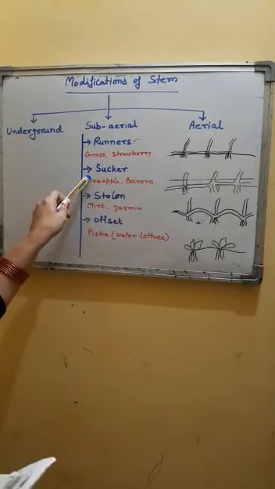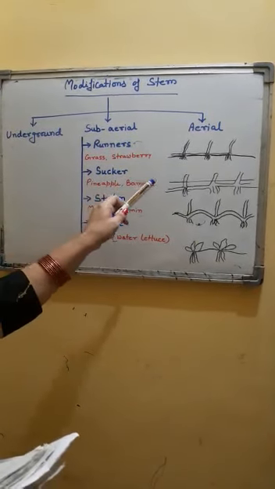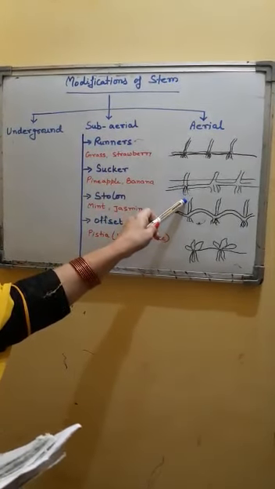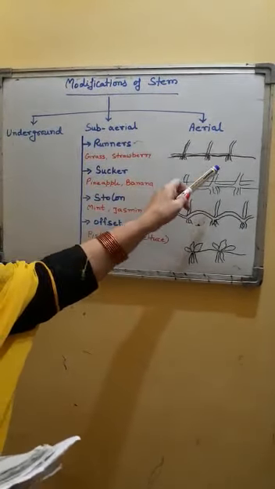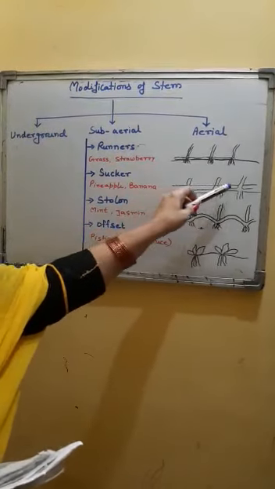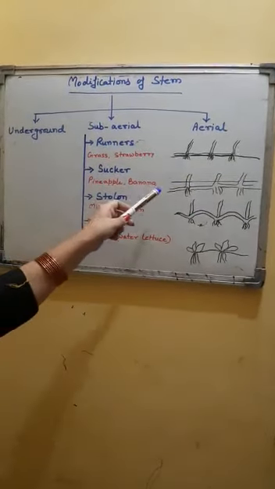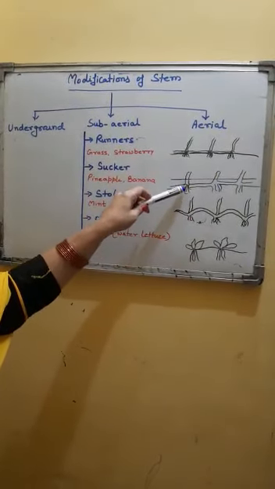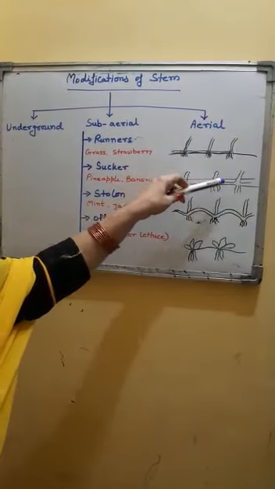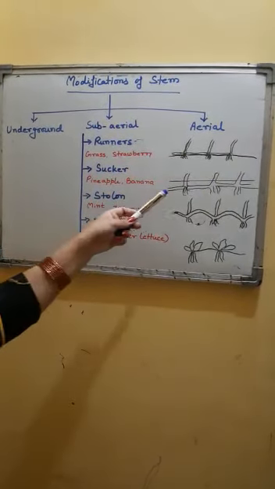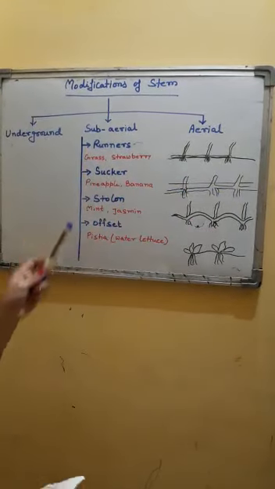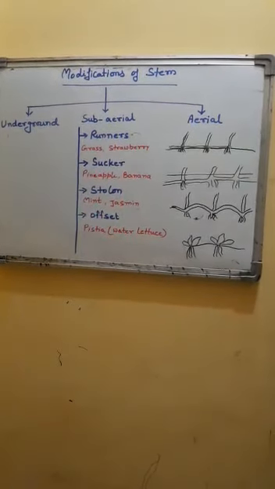Second is suckers. In this case, the branch of the stem grows horizontally for some distance and then grows upward as a new leafy shoot. So the stem actually develops under the ground. If this is the ground position, you can see the stem developing under the ground, and from each node new roots are arising, and obliquely it is developing as a new plant. So if we see, we will find different plants, but under the ground all these are connected. Examples are pineapple and banana.